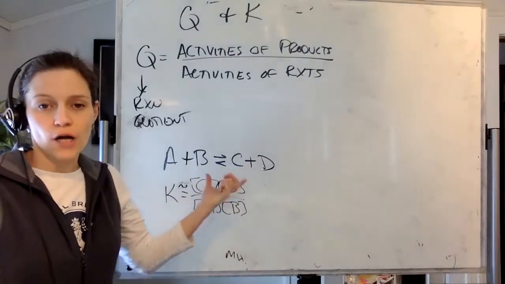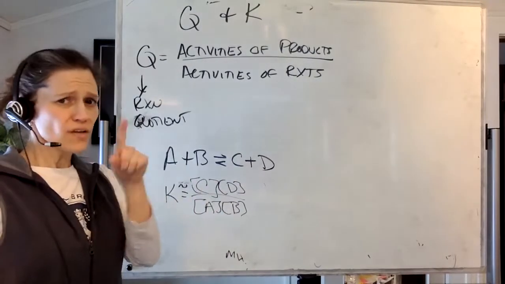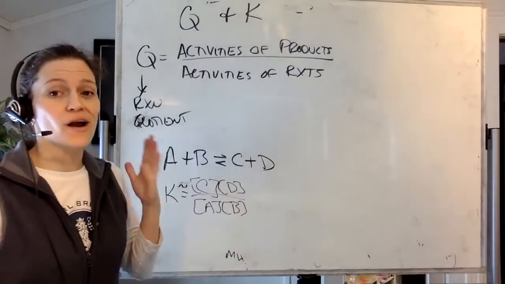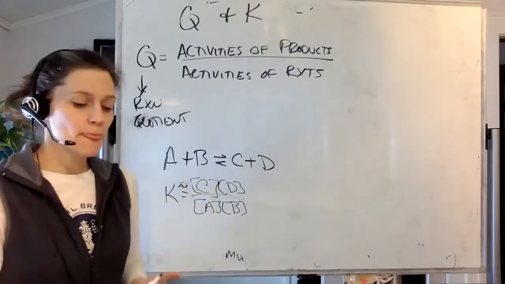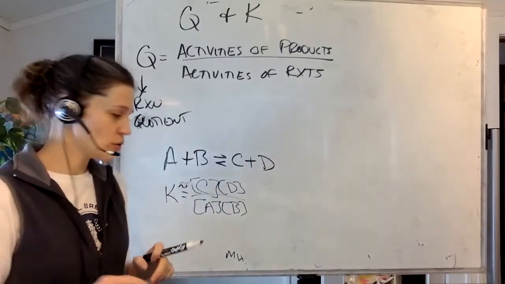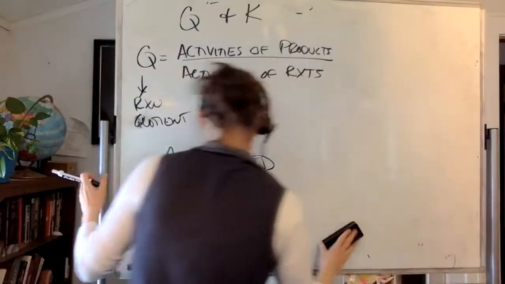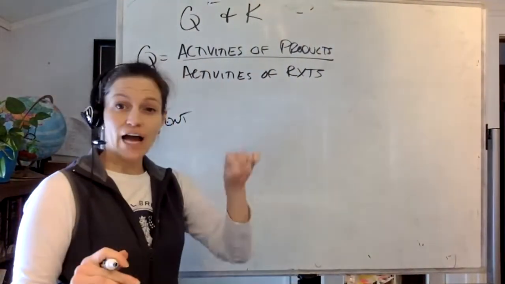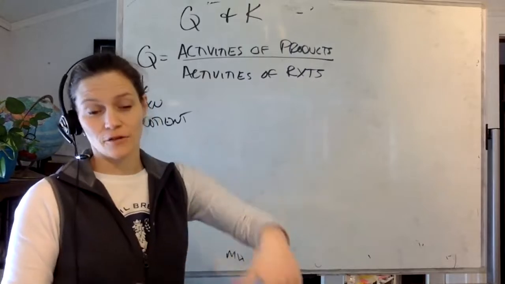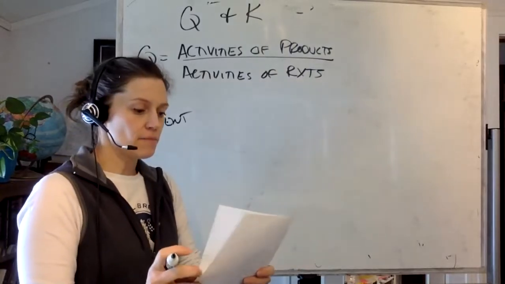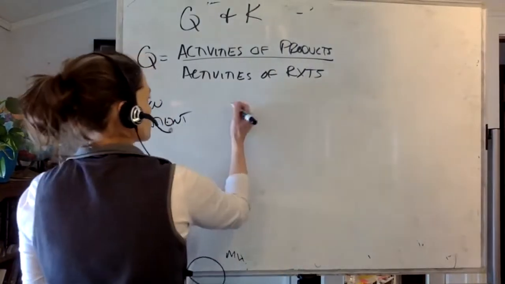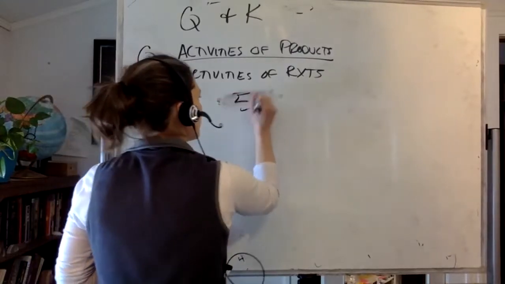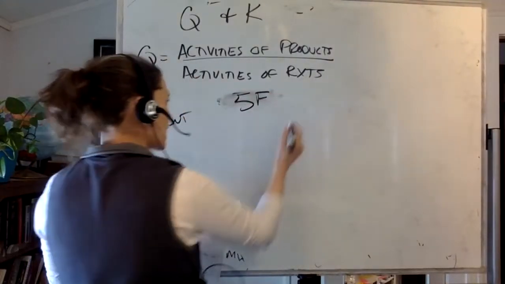So where you've got products over reactants, their concentrations, this is an approximation because it's taking into account that their activity coefficients are equal to 1. So let's talk about activity coefficients real quick. And activity coefficients are from section 5F. So I'm jumping back a little bit into section 5 to talk about activities.